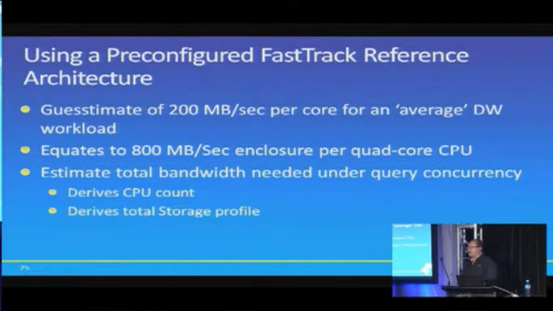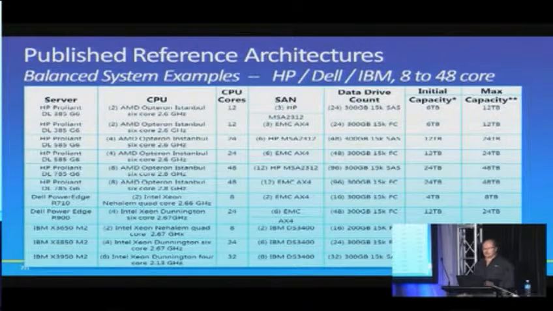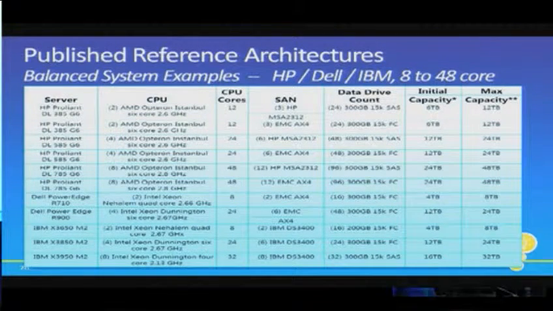So these are the estimates again we can use. We have 200 megabytes per second per core for the load. That equates to 800 megabytes per second. And then we need to figure out also the total bandwidth for the CPU and the storage. So this is version 1 you may say we have available today. Version 2 will come soon.